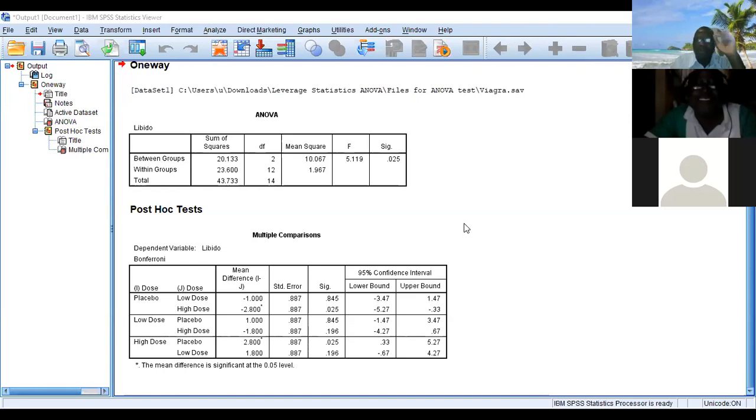The things you are going to report are the mean difference, the significance, and the confidence interval. The confidence interval of the mean difference actually goes with the mean difference. So you give the mean difference and the confidence interval of the mean difference, then the p-value.